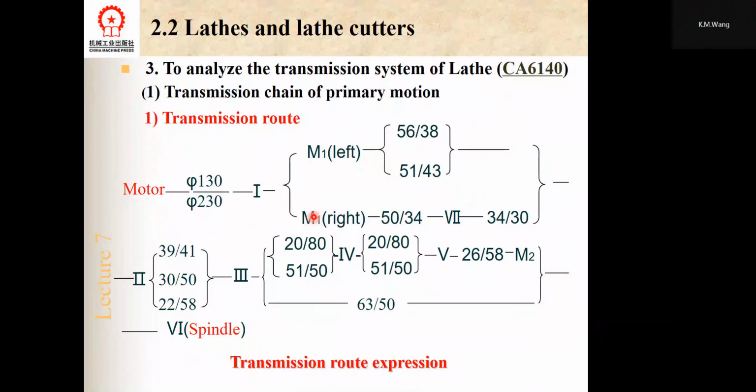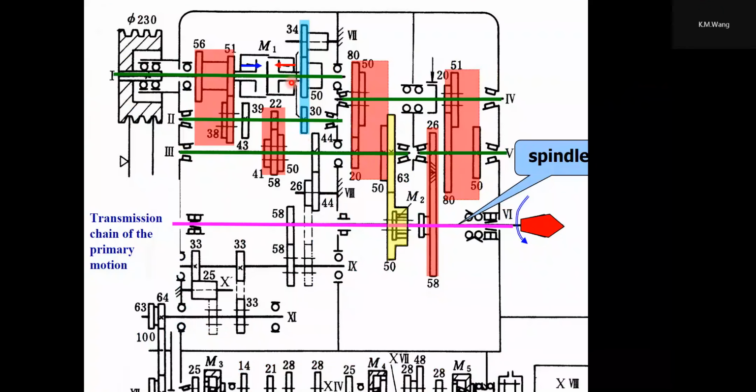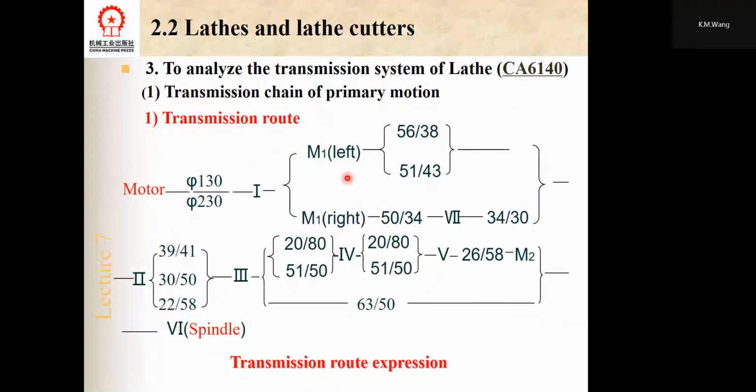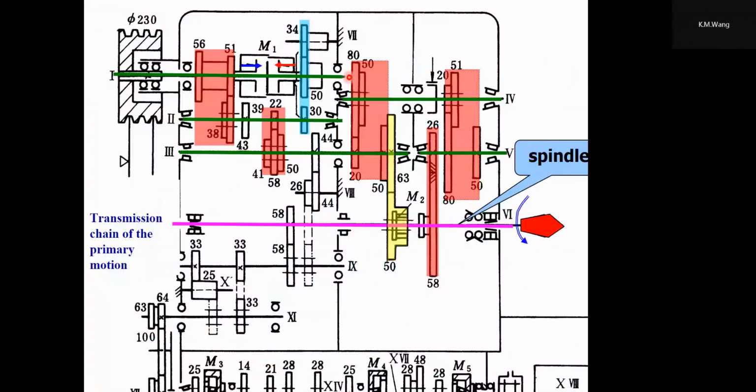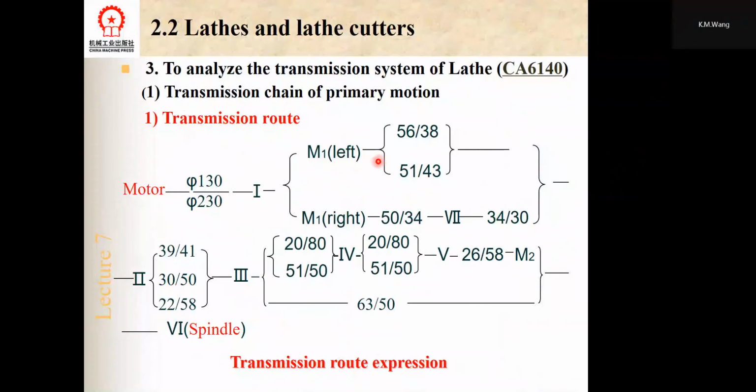M1 is in the right place. In this picture, M1 is in the right place. These two gears will mesh, the 50 A and the 40 34, these two gears, and then the power will transmit from shaft 1 to shaft 2.